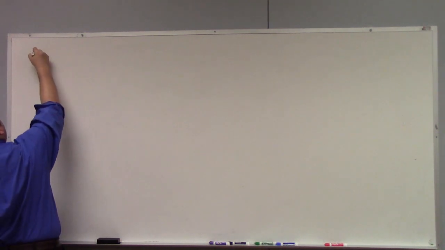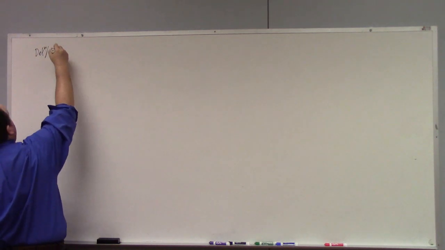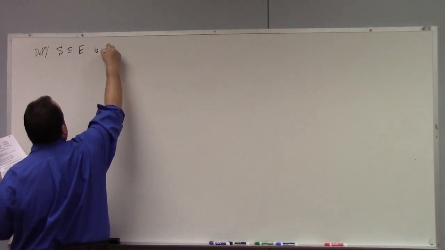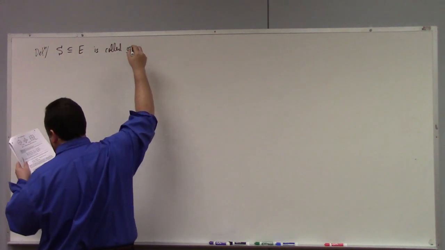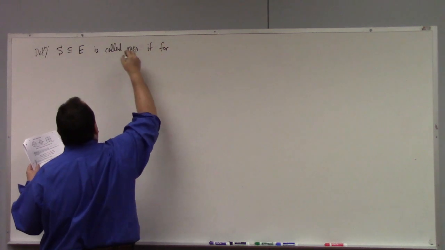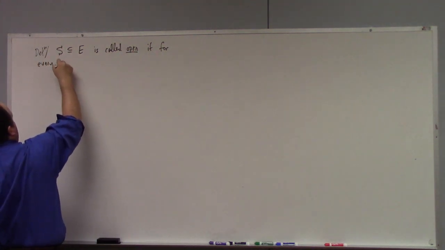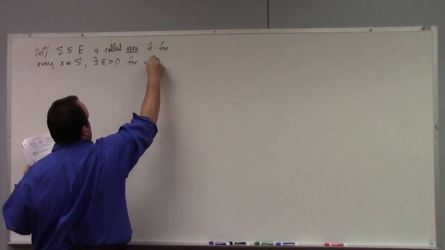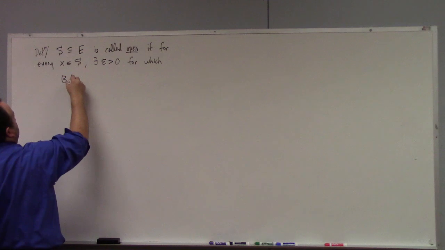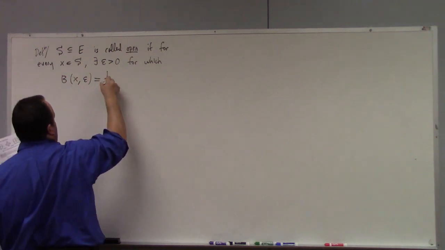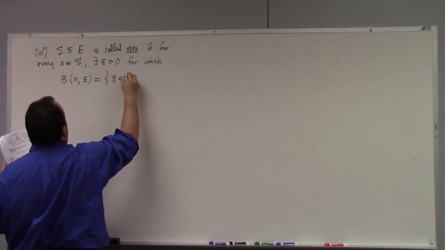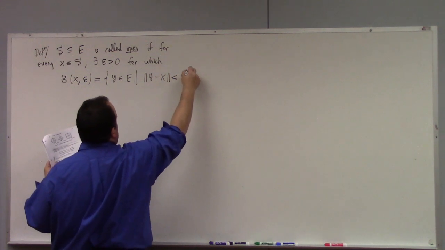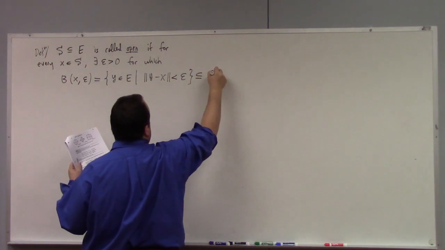And then I guess I'll just start with the definition, which is that S, a subset of a normed space E, is called open if for every, let's say, x in S, there exists epsilon greater than 0 for which the ball centered at x of radius epsilon, which, by the way, I'll write out, that's {y in E such that the norm of y minus x is less than epsilon}, is a subset of S, right?